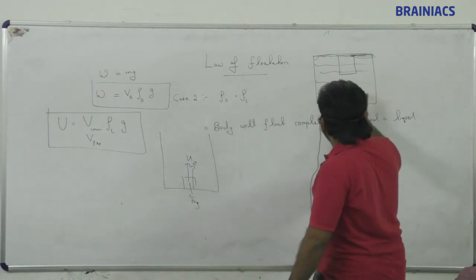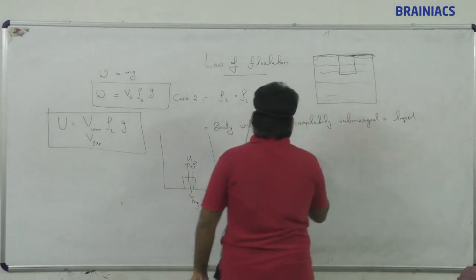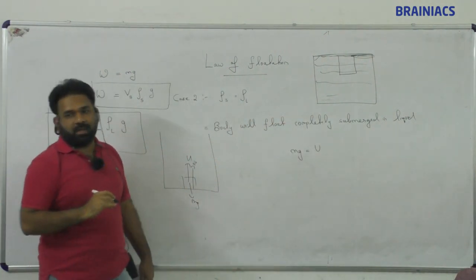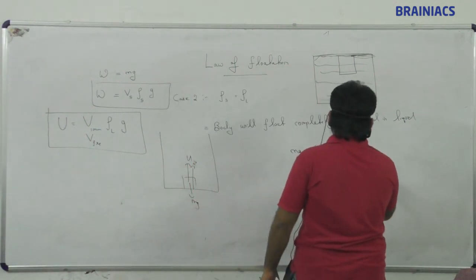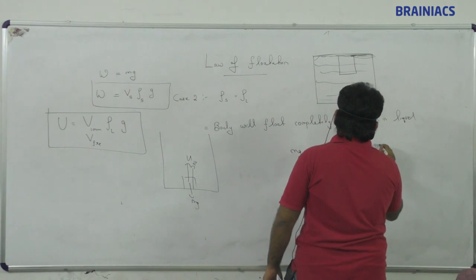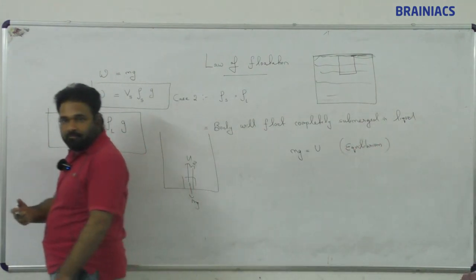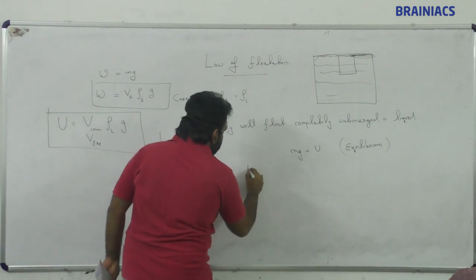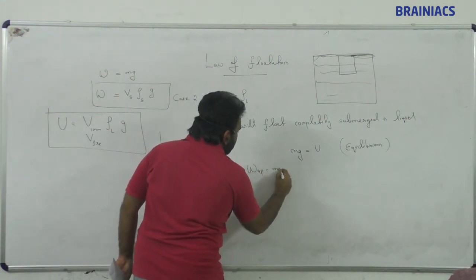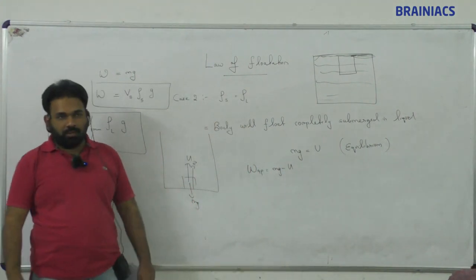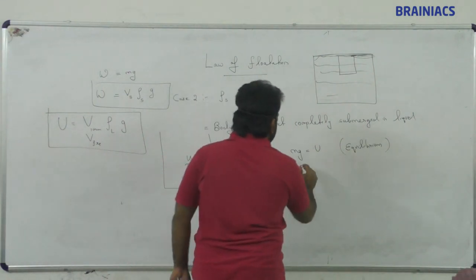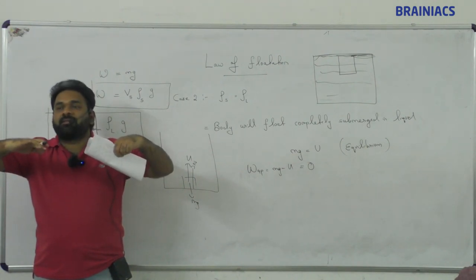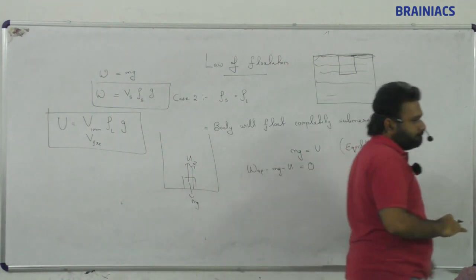But in this case, what? We can say that mg is equal to upthrust. Mg is equal to upthrust. It is in equilibrium with mg equal to upthrust itself. Clear? So suppose we take the apparent weight, what is it? Mg minus u, right? Mg minus u is the apparent weight. So what will this be? Zero. This is going to be zero. So it is weightless. It will be weightless inside the water. Okay, weightless inside the water. Clear?